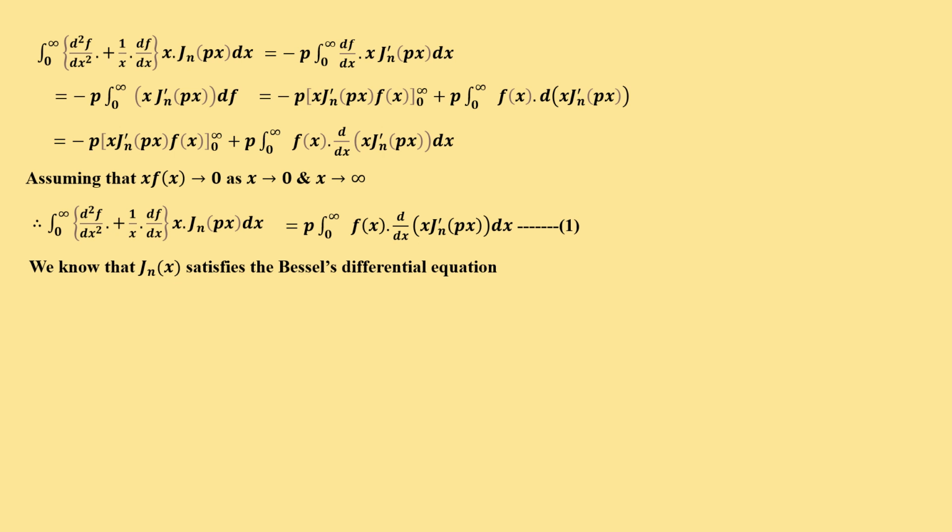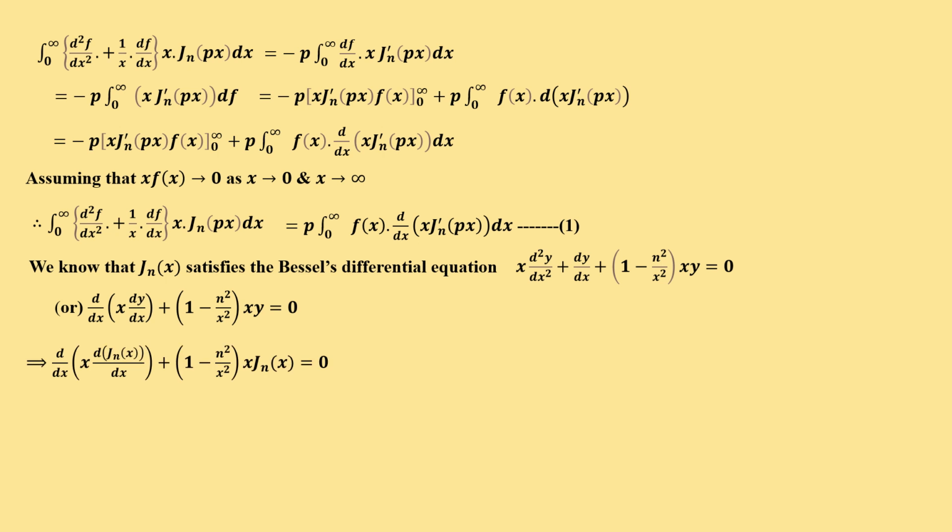We know Jn(x) satisfies the Bessel's differential equation, that is, the equation is x d²y/dx² + dy/dx + (1 - n²/x²) x y = 0, or d/dx of (x dy/dx) + (1 - n²/x²) x y = 0, both are the same. So Jn(x) satisfying the Bessel's equation, replace y by Jn(x) here, so d/dx of x times derivative of Jn(x), that is Jn'(x), plus (1 - n²/x²) x Jn(x) equal to 0.